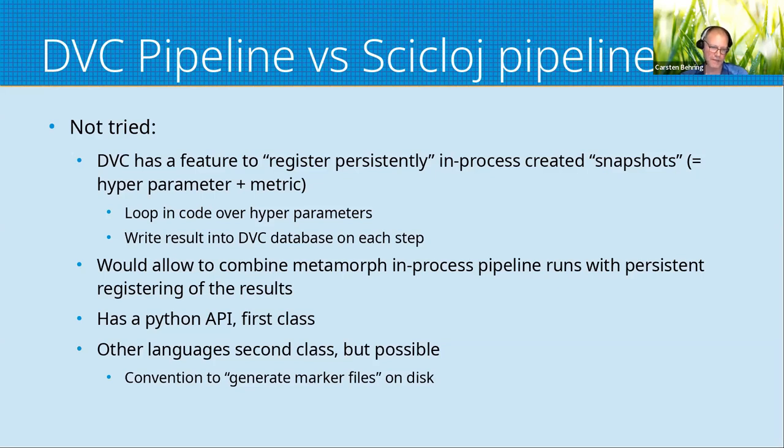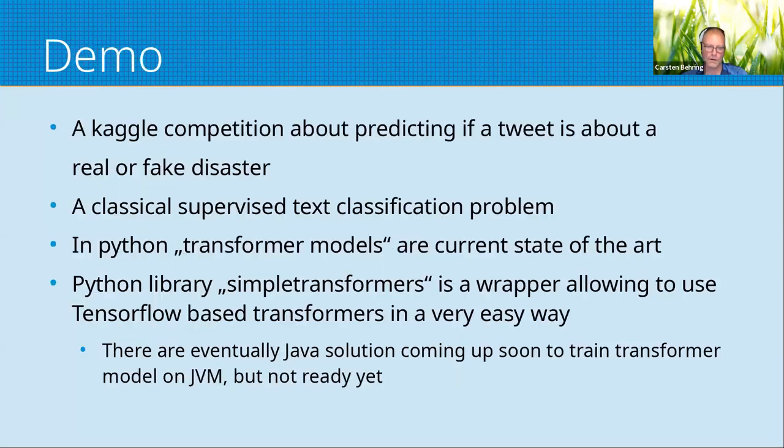This thing requires a Python API to be used. This is first class. They have foreseen to do that in all languages by writing, let's say, these marker files on disk. So this is documented. There's a certain way you need to write certain files on disk, and this would work as well. So maybe there's a way to combine the advantages of the two: the in-process pipelines and still use DVC. Are there any questions so far?